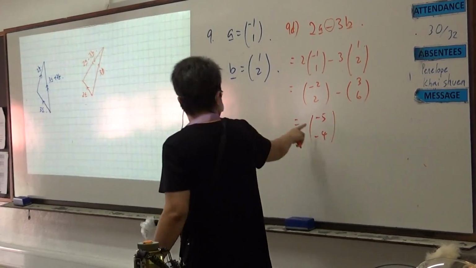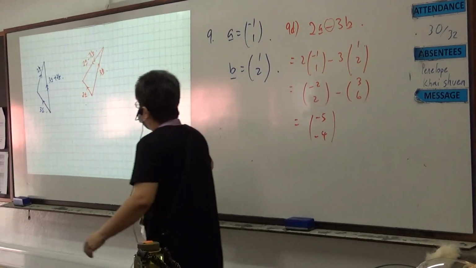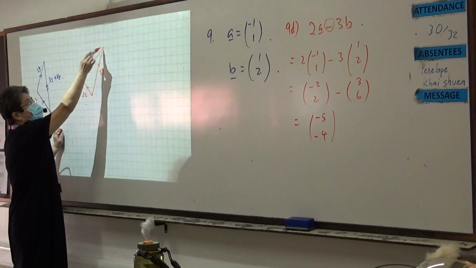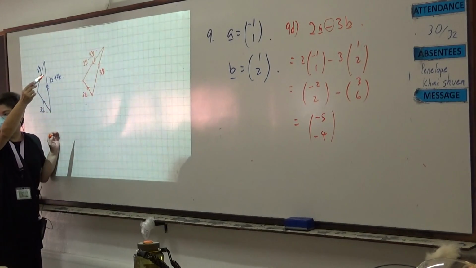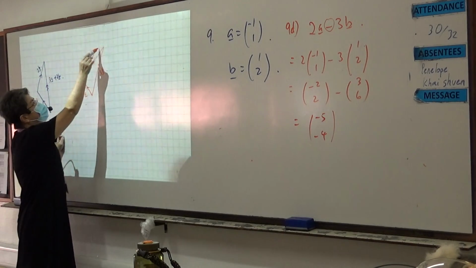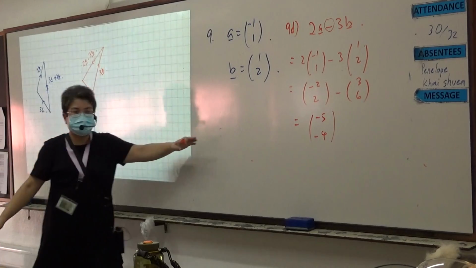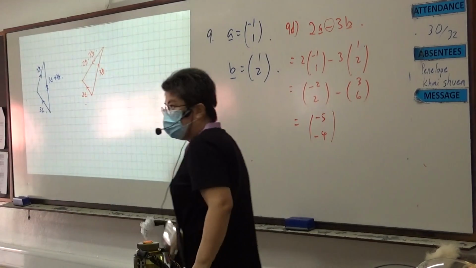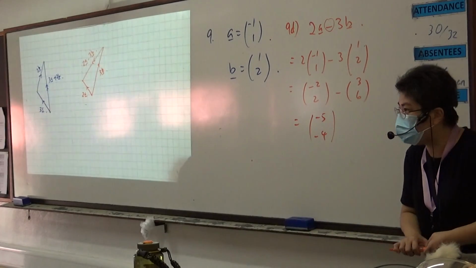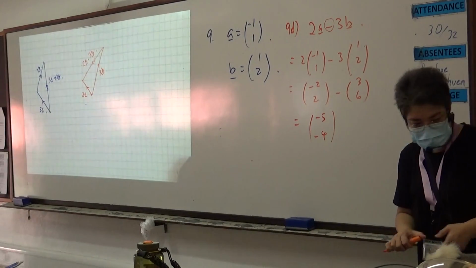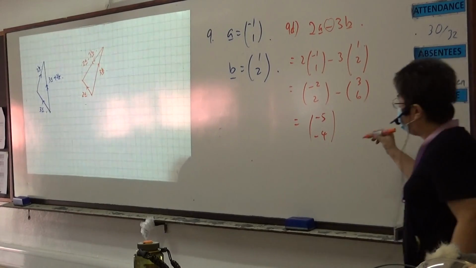Okay. Now, what is this answer? Minus 5, minus 4. So I count. I start from here. Can you see this is the origin for the vector? So 1, 2, 3, 4, 5. 1, 2, 3, 4. Can you see it's negative 5, negative 4? Everybody clear? This is your second diagram. Everybody okay? Can or cannot? Can. Okay, good. Then you look at N.